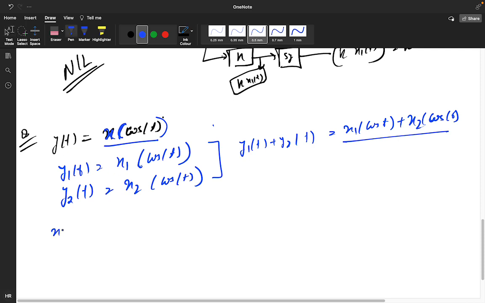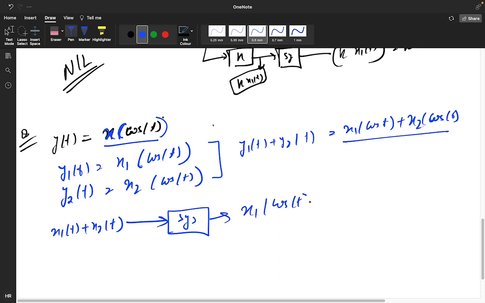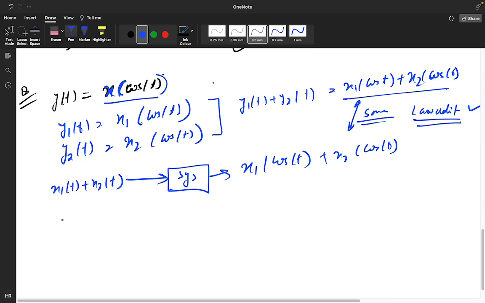Now first take your input x1 of t plus x2 of t. The system is putting cos t in terms of t. If it passes through the system, the result is x1 cos t plus x2 cos t. These two are the same, so the law of additivity passes. Now you have to check the law of homogeneity.